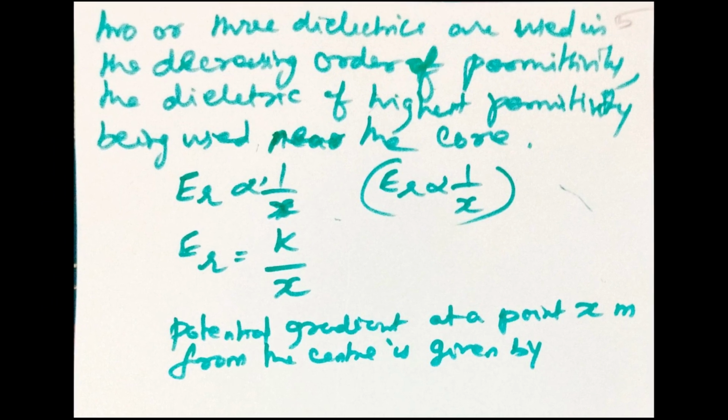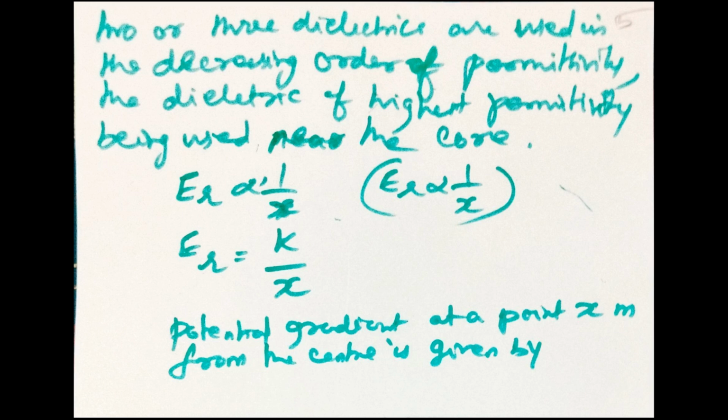The dielectric of highest permittivity is used near the core. Epsilon r is proportional to 1 by x, so epsilon r is k by x. The potential gradient at a point x meter from the center is given by Q divided by 2 pi epsilon naught epsilon r x. That is, Q divided by 2 pi epsilon naught k.